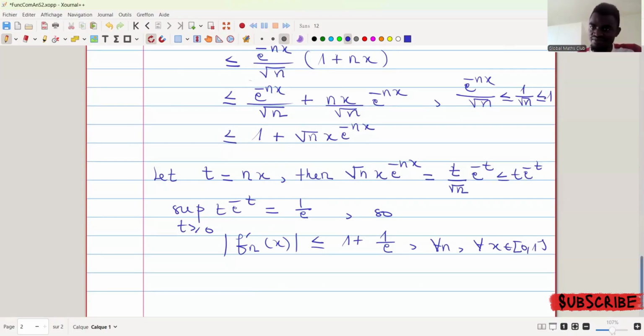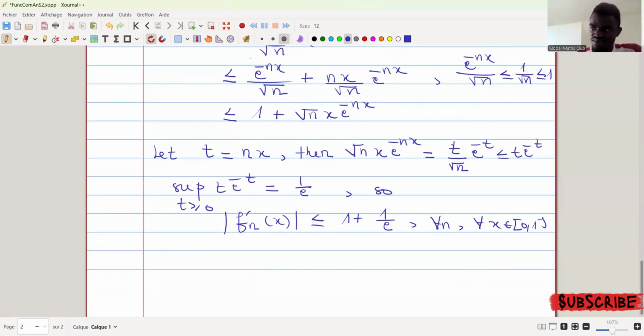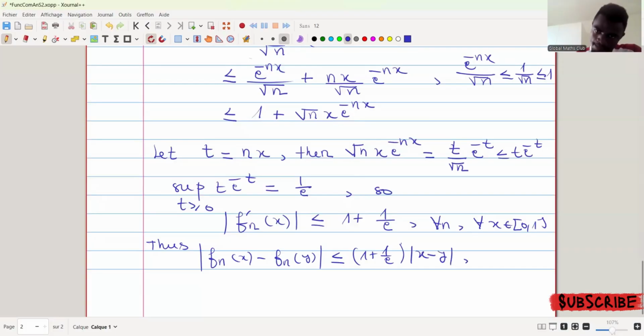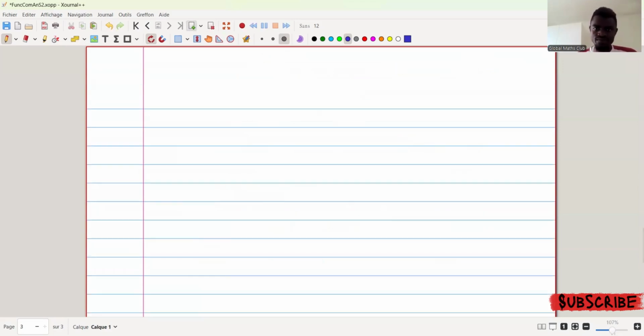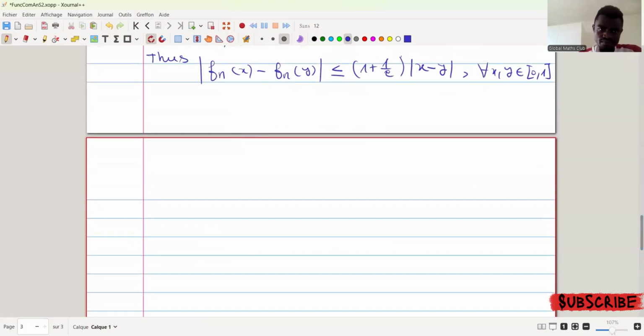So when you have this, then you're going to have fn of x is less than this, and you conclude that F is equicontinuous.